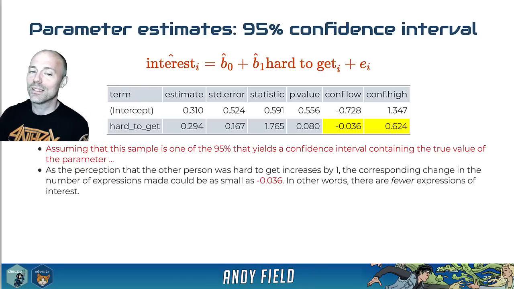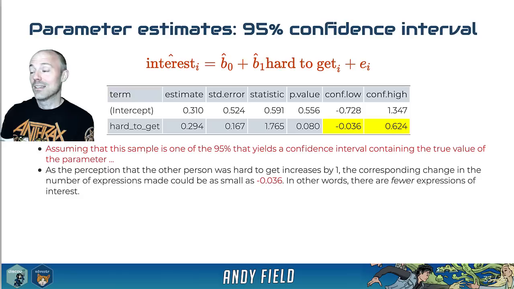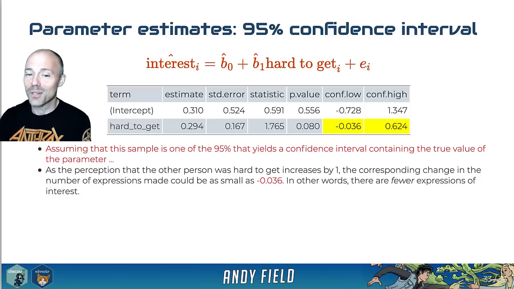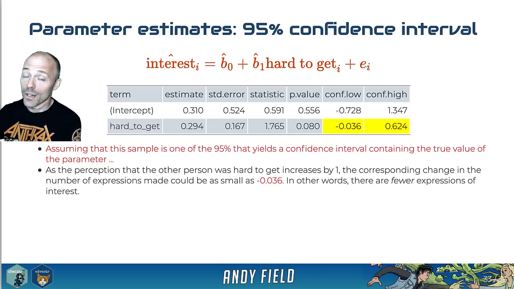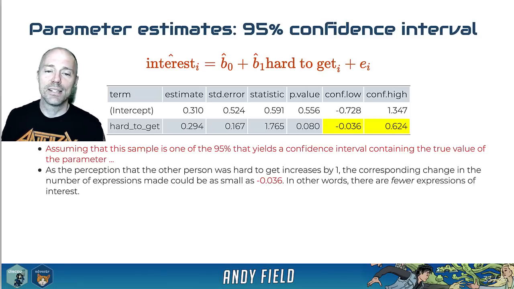minus 0.036. So at the smallest extreme, that's how small the population effect could be if we make the assumption at the beginning. In other words, there could potentially be fewer expressions of interest as playing hard to get increases by 1.